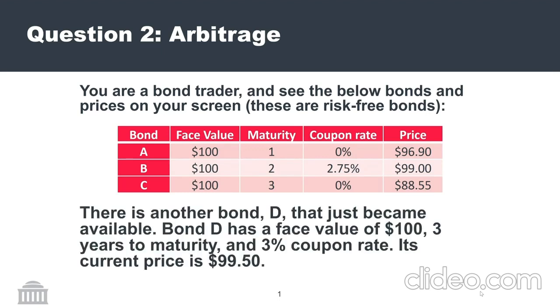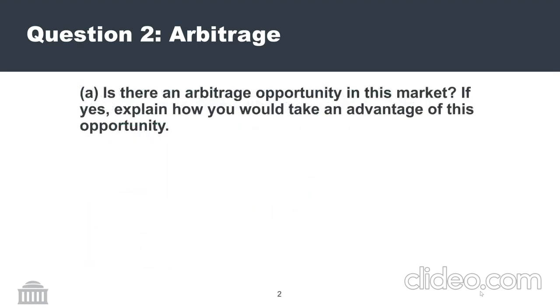Now, there is another bond, bond D, that just became available in the market. It has the same face value of $100 as bonds A, B, and C. It has 3 years to maturity and a 3% coupon rate. Its current price is $99.50. The first question asks us if there is an arbitrage opportunity in this market, and if yes, asks us to explain how we would take advantage of such an opportunity.